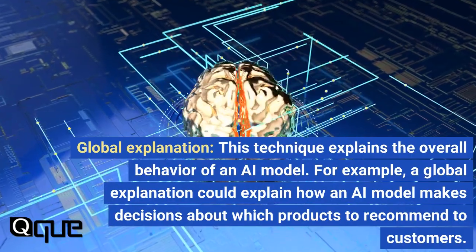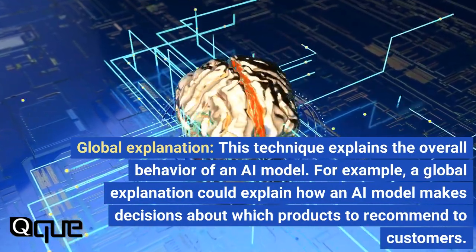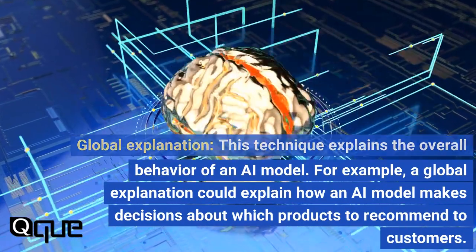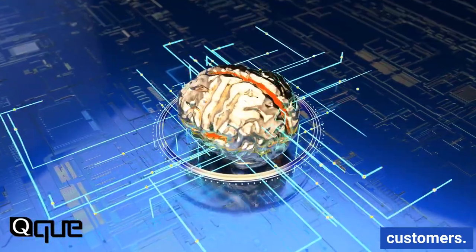Global explanation. This technique explains the overall behavior of an AI model. For example, a global explanation could explain how an AI model makes decisions about which products to recommend to customers.